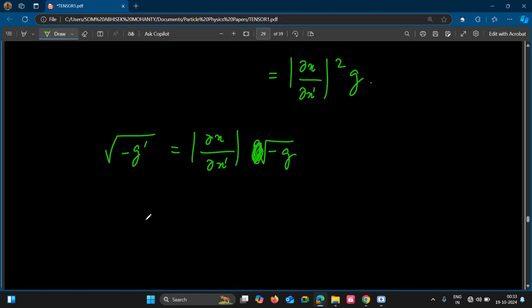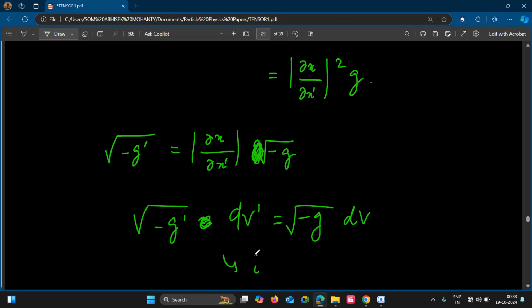We can also get this: √(−g') d⁴x' is equal to √(−g) d⁴x. This transformation can also be there. So this is your invariant four volume element. Okay, because see, it remains invariant. So this is your invariant four volume element.